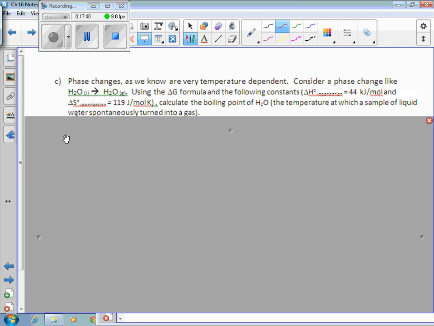The last one we're going to do deals with phase changes. Phase changes are when you go from a solid to a liquid or a liquid to a gas, whatever the case may be. So we're going to look at liquid water going to gaseous water. So you're basically boiling water. What I want you to do is calculate the boiling point of water, but using the delta G formula. So at what temperature will a sample of liquid water spontaneously turn into a gas? That's basically the boiling point.